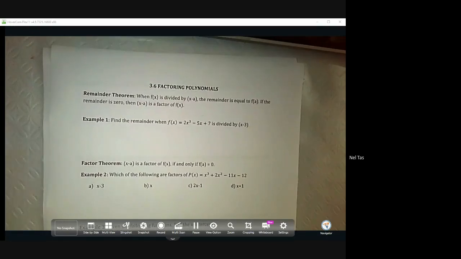Hello everyone. We are going to talk about factoring polynomials today. That is 3.6 in your textbook. So let's look at the remainder theorem first.